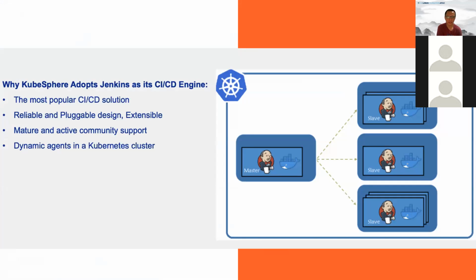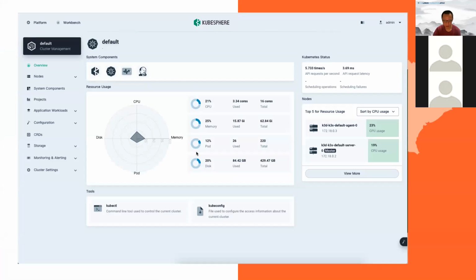So why does KubeSphere adopt Jenkins as its CI/CD engine? As we can see, Jenkins is still the most popular CI/CD solution, and it's reliable and has an excellent pluggable design. It is easy to extend. For me, the most important thing is it has mature and active community support. You can get support or help from the community from a forum or email list, or just create an issue. About the dynamic agents, I already talked about it.